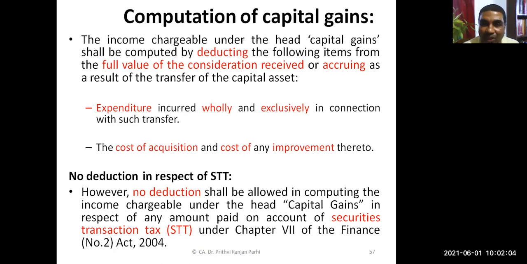Is it done? Now, how to arrive at capital gain? You see, full value of consideration is how much? 5 lakh rupees. Minus expenditure wholly and exclusively in connection with transfer, how much? 50,000 rupees. So now net consideration is 4 lakh 50,000 rupees. Minus cost of acquisition, again 2 lakh rupees. And cost of improvement, how much? 50,000 rupees. Okay.